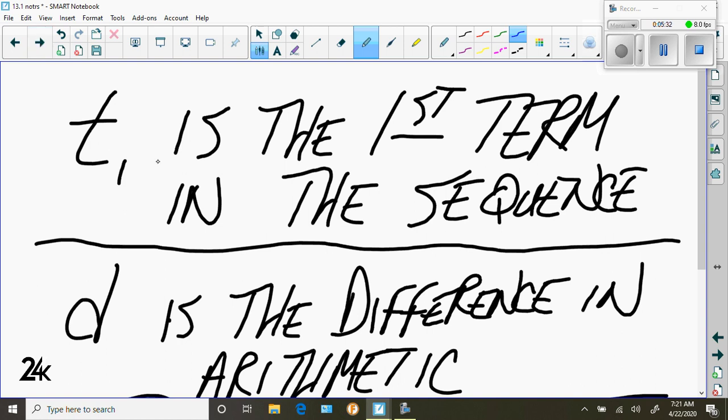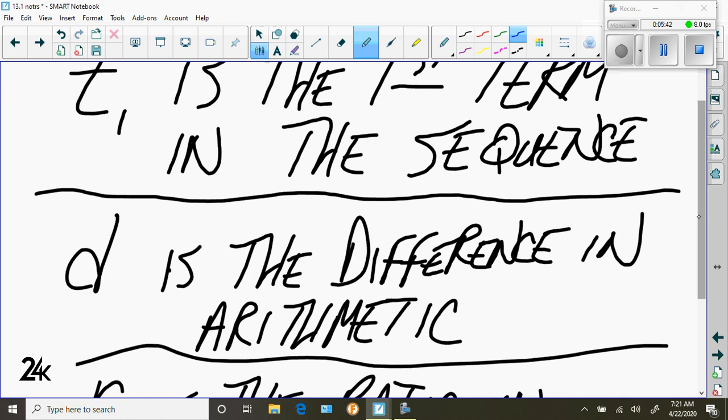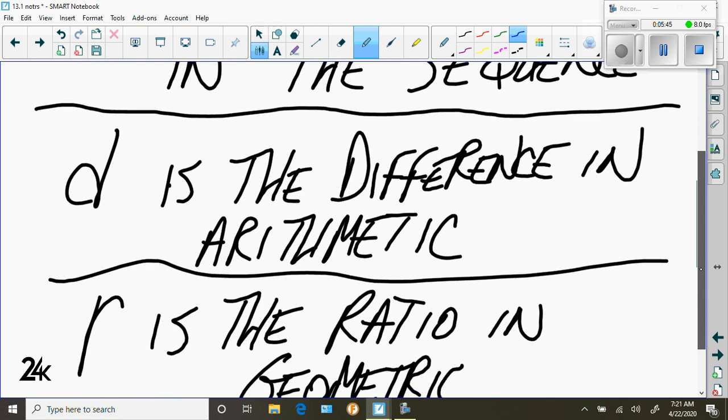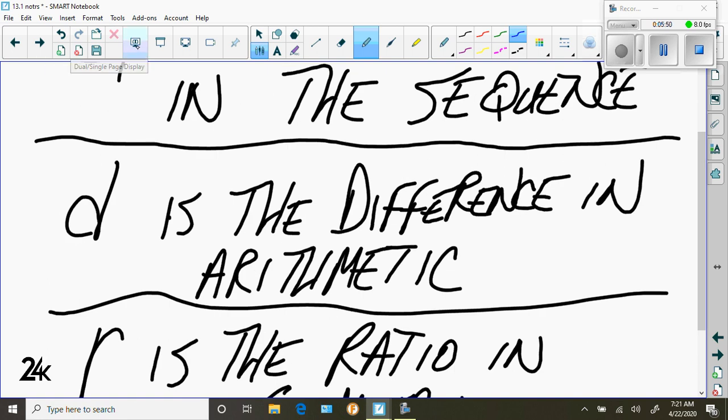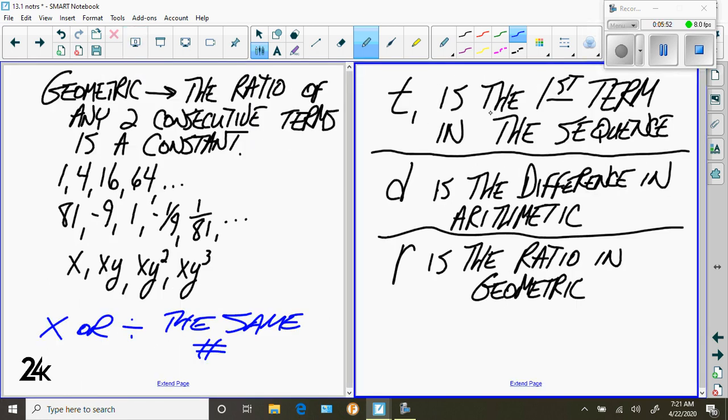Okay, T sub 1 is the first term in a sequence. Whenever we're talking about arithmetic, we're going to use the letter D. And whenever we're talking about geometric, we're going to use the letter R. So the first term is T sub 1. Anytime that we're talking about arithmetic, which is a slide over, we're going to use the letter D for difference. And then R is a ratio for geometric.